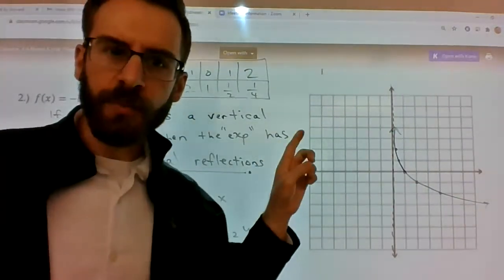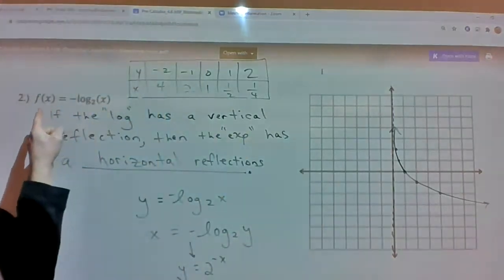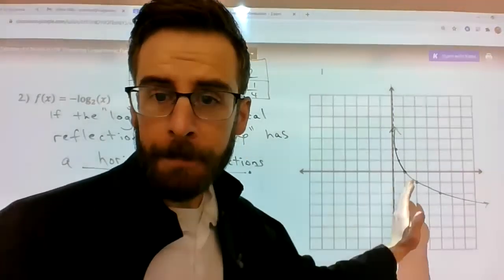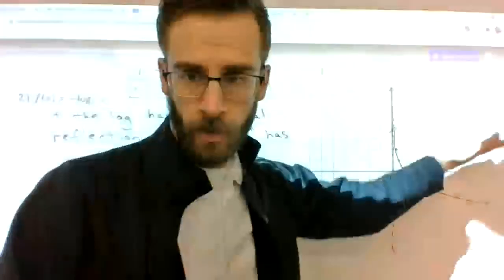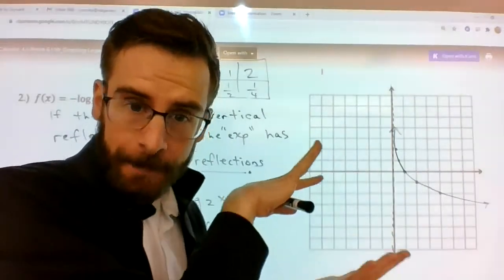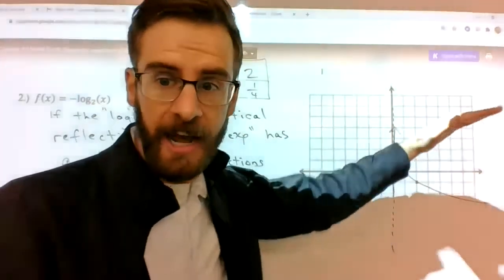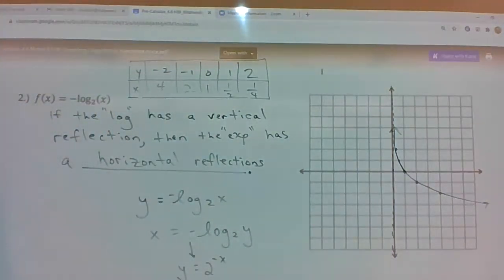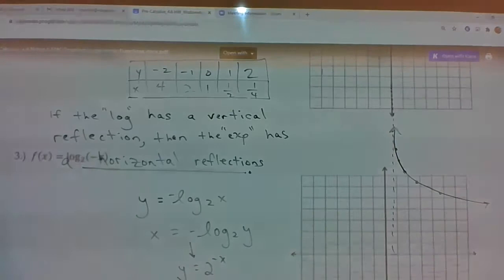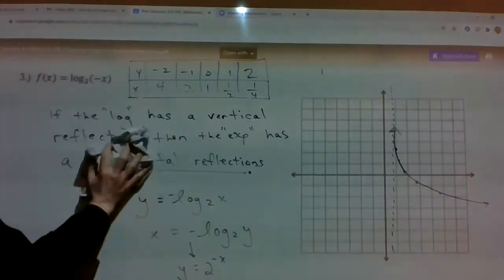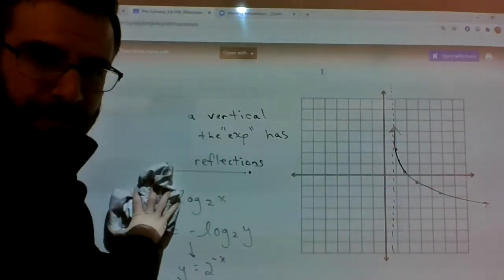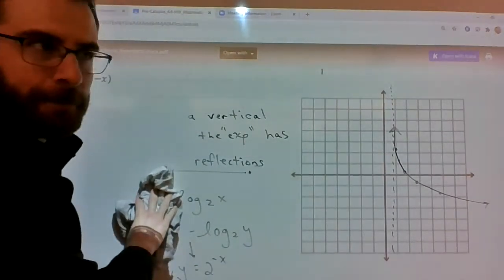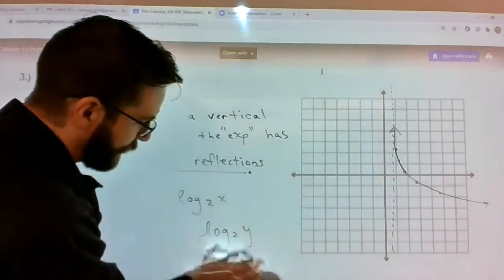So this is what happens when you get a log that has a vertical reflection. Instead of moving up like it did on number 1, so check out your graph for number 1 to figure out that it worked like this. Now it's flipped. Okay, it's not coming from negative infinity now, it's coming from positive infinity. This is kind of cool if you don't understand it. Totally bewildering if you don't know what you're doing so far. All right.